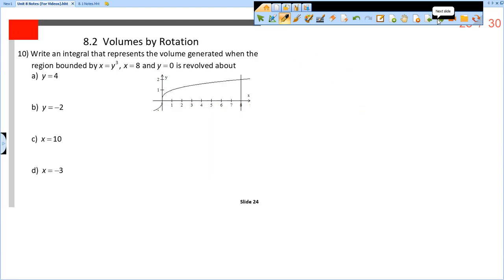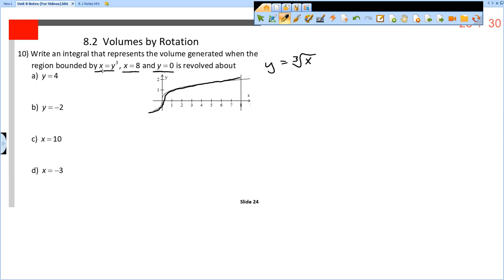So now let's go on to slide 24. Write an integral that represents the volume. We're not actually going to carry it out. We're just going to write an integral that represents the volume generated when the region bounded by x equals y cubed, x equals 8, y equals 0. So x equals y cubed is this curve here. Remember, x equals y cubed is the same as y equals the cube root of x. Those are the same graph.